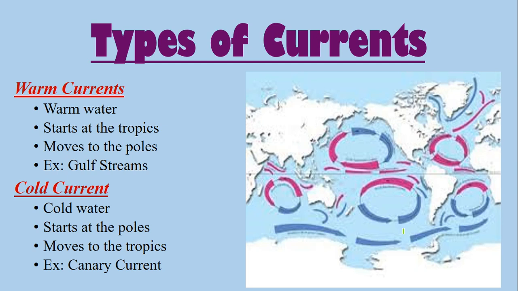Cold currents have cold water, and they start at the poles and move towards the tropics. So an example would be the Canary Current. Canary Current is off the west coast of Europe. So the Gulf Stream and the Canary Current are also sister currents. So over here, I'm highlighting it. This is the Gulf Stream, and the Canary Current is over here.